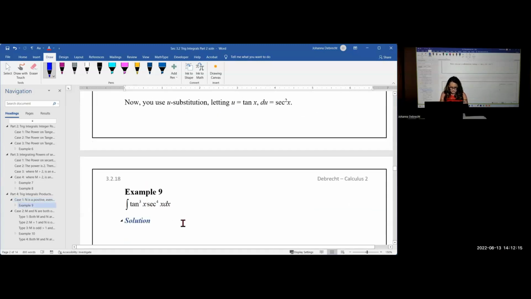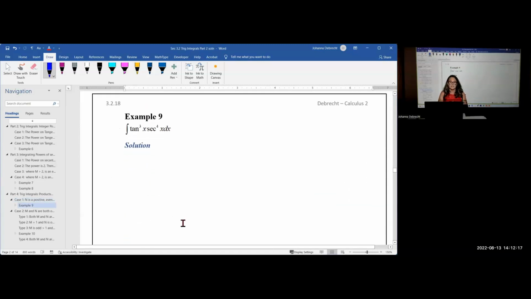So let's take a look at an example of one of these. This is tangent cubed of x, secant to the 4th of x dx. Let me see if I can find this one in my notes. Tangent cubed times secant to the 4th. There it is. All right. So what do we want to do? Since we have an even number of secants, and we know secant squared is the derivative of tangent, we're going to split the secants.